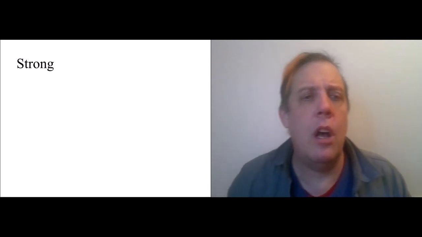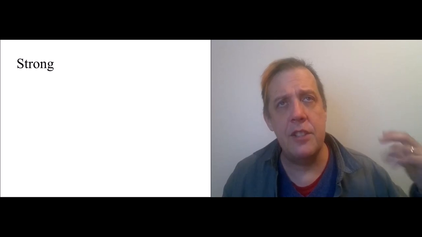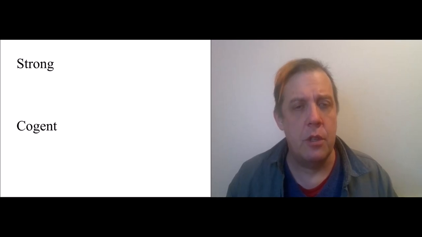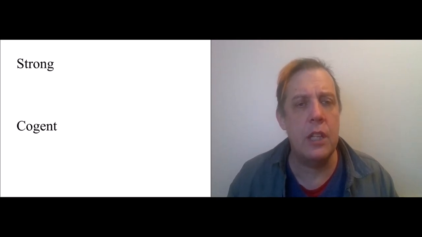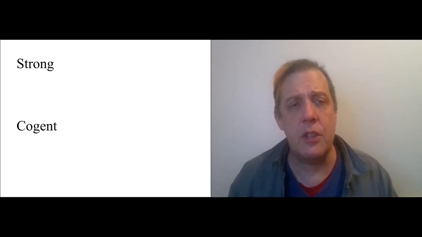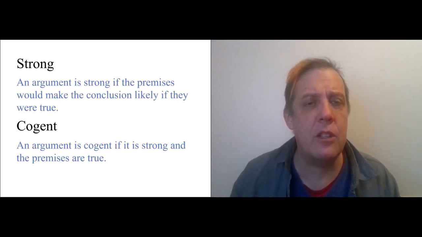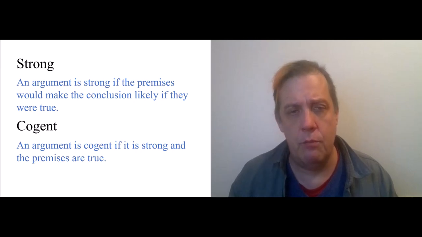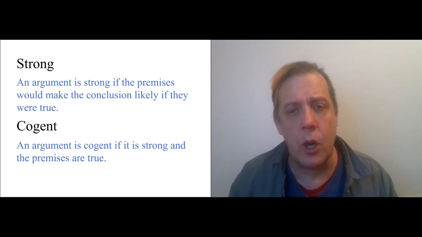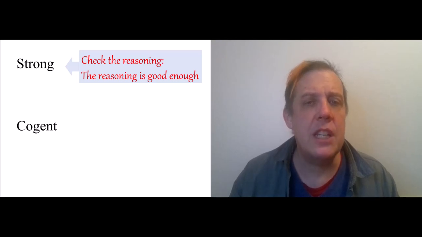So, an argument can be strong. We now have three terms: valid, sound, strong, and then we want to introduce another word, cogent. Cogent is the equivalent of sound for arguments that are strong. So an argument is strong if the premises would make the conclusion likely if they were true. And then an argument is cogent if it is strong and the premises are true. So check the reasoning. The reasoning is good enough.